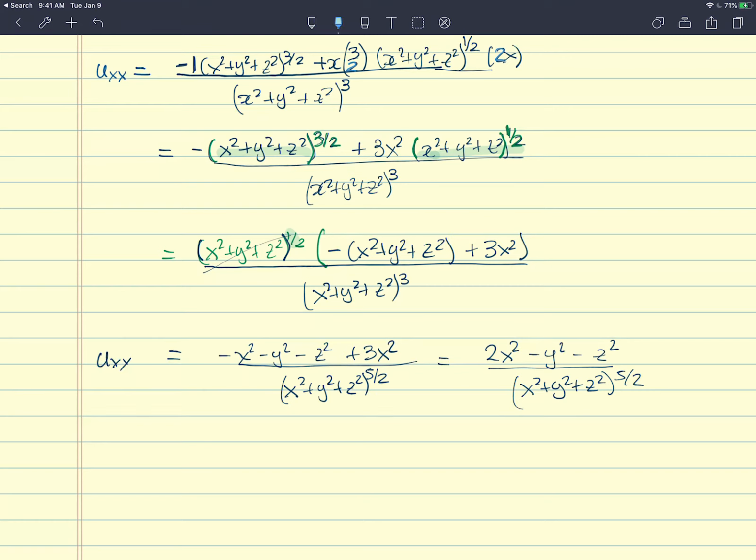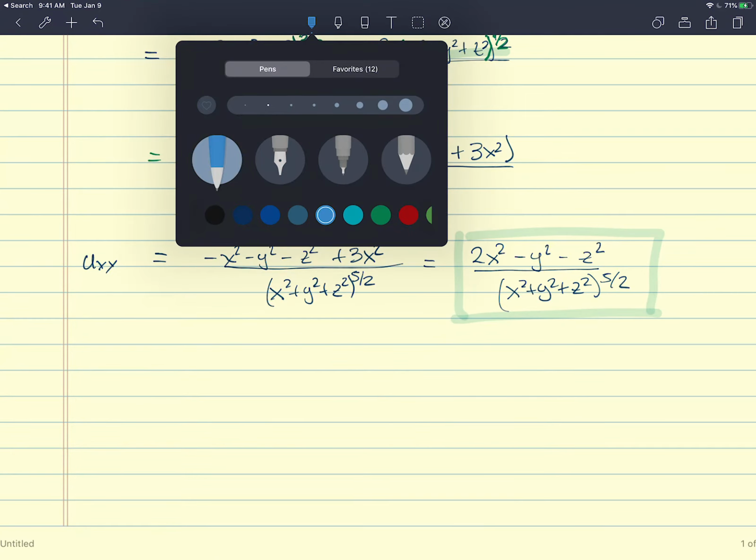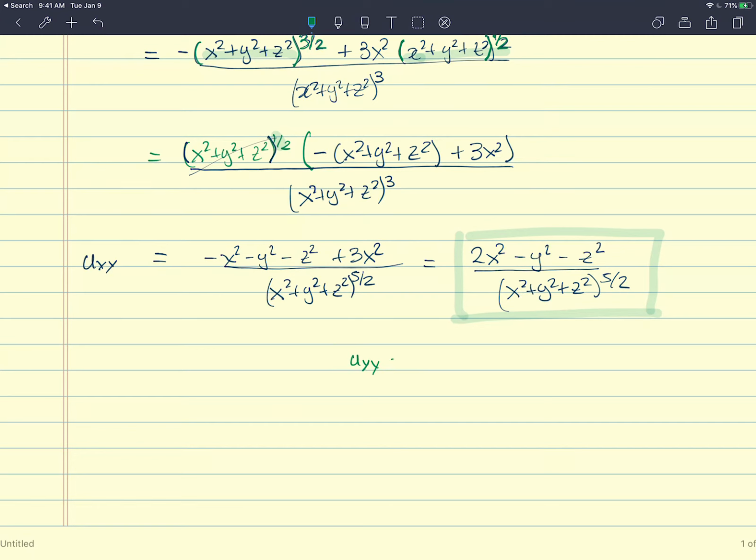Okay, that is it. And it's great because, like I said, using the symmetry, we can know that the u, let me write it in color, let me do it green. The uyy, I don't have to do it again. I know the same thing is going to happen. Only what's going to happen to the x is going to happen now to the y, which means I'm going to have a positive 2y squared. And whatever happened to the x and to the y and the z's are going to happen now to the x and the z. So I'm going to have a negative x squared, and I'm going to have a negative z squared. And the denominator is going to be the same.